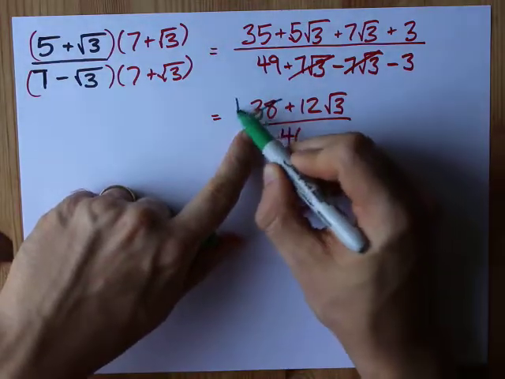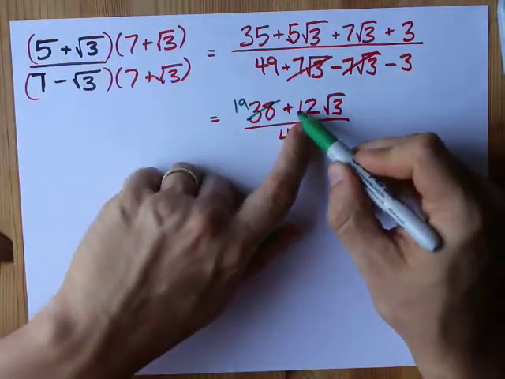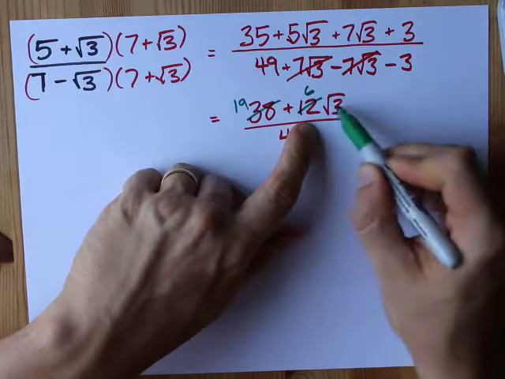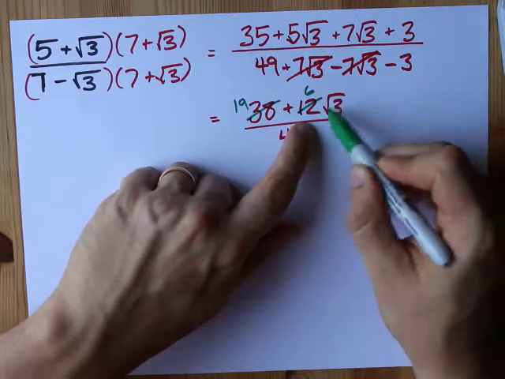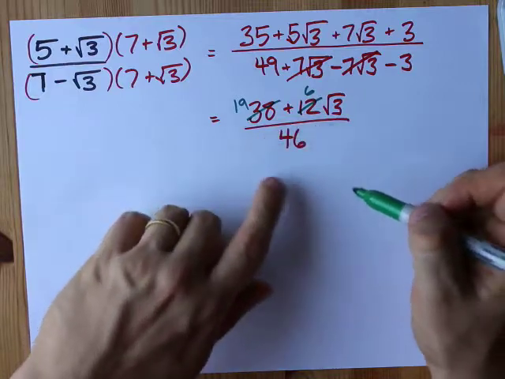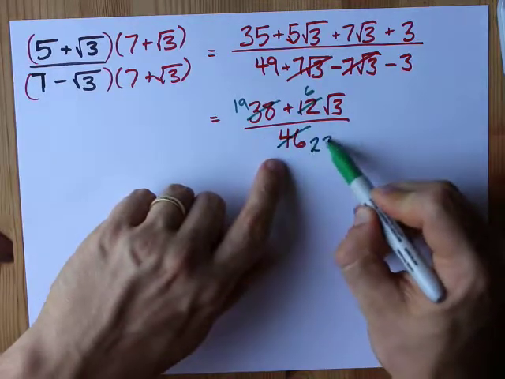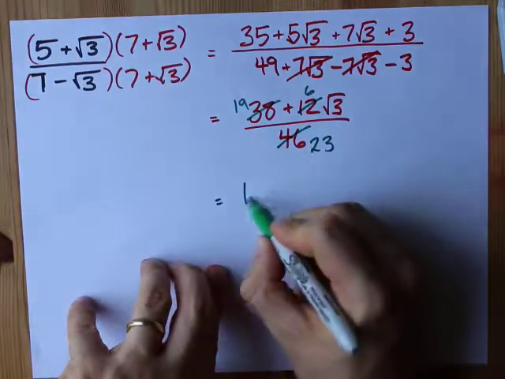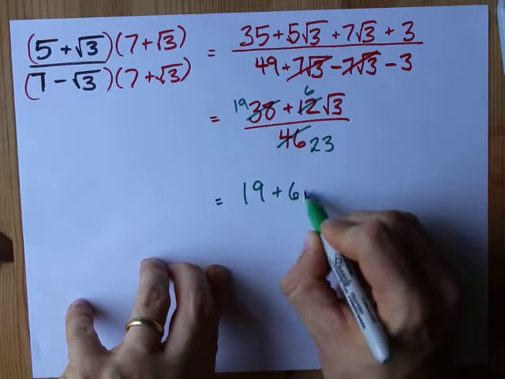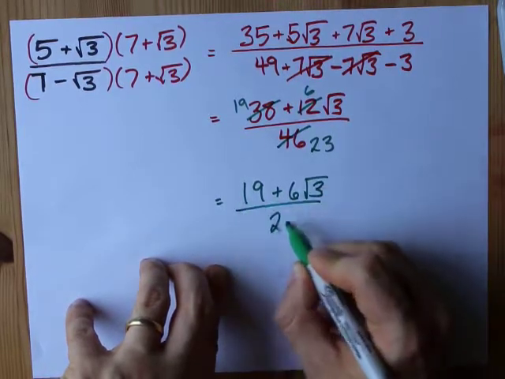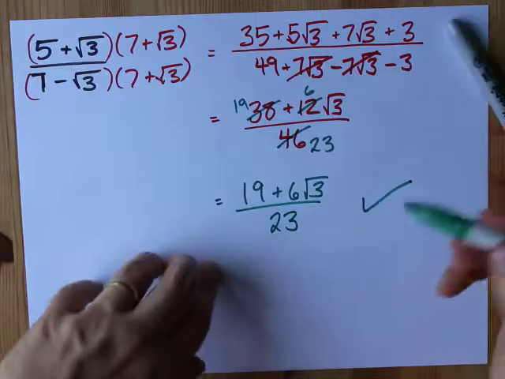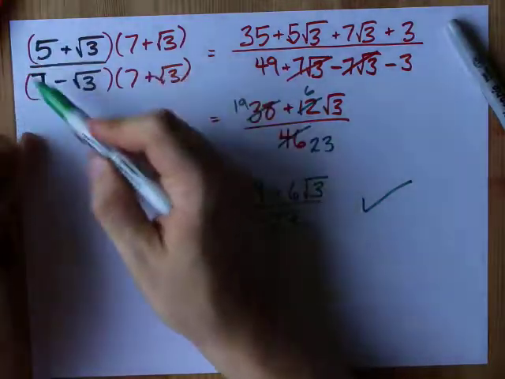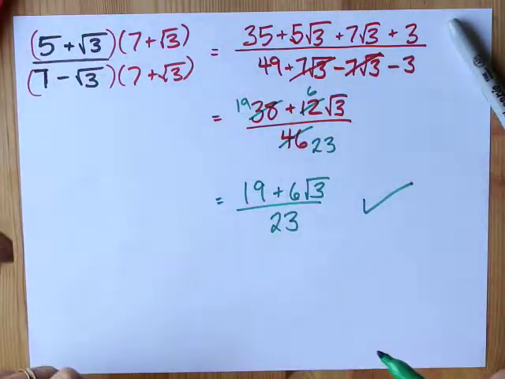Dividing this by 2 leaves me with 19. Dividing this by 2 leaves me with 6. I've already divided the coefficient by 2, so I don't change the radical here. And I can divide this by 2, which leaves me with 23. My final answer is 19 plus 6 root 3 over 23. That's my fully simplified official answer to rationalizing the denominator on this.